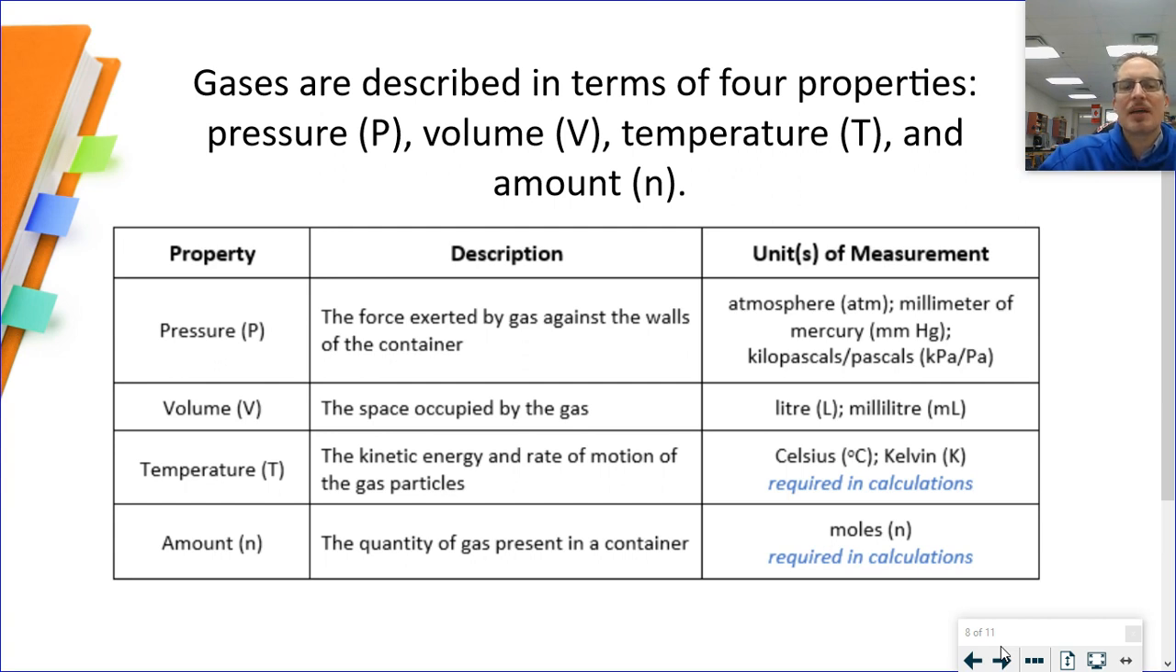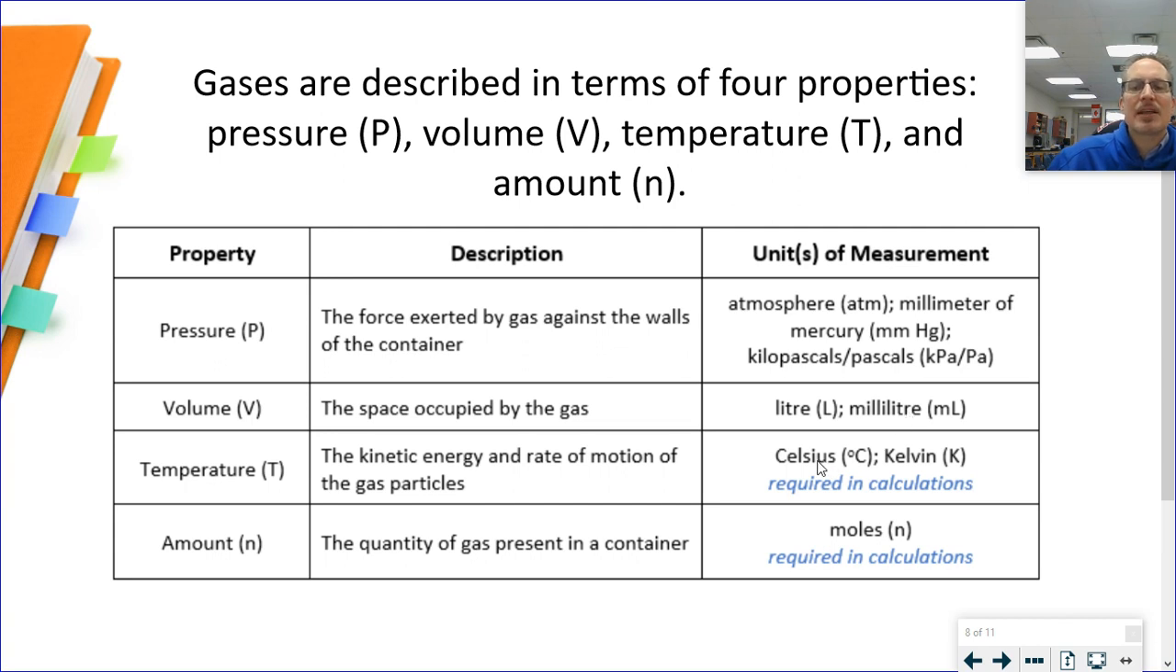And when we are talking about amount, it means chemical amount, that means number of moles in chemistry. And we are talking about the number of gas particles present in the container. On the right-hand side, you will see all of the units we're going to be using. We will be using atmospheres, millimeters of mercury, pascals, and kilopascals. We will be looking at liters and milliliters.